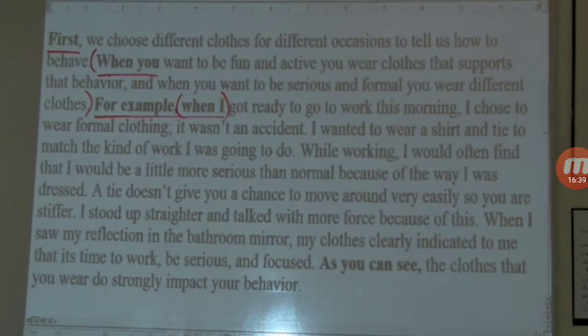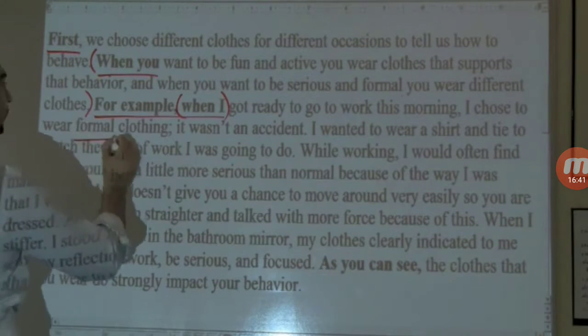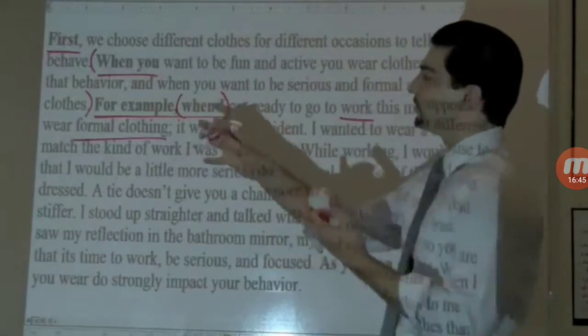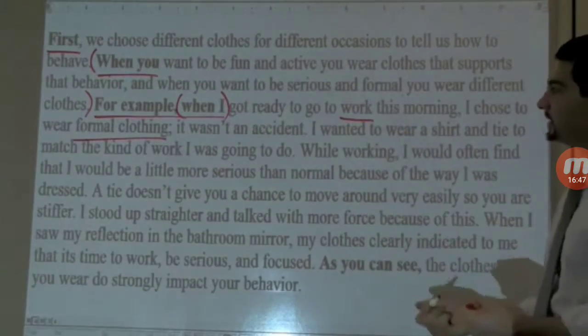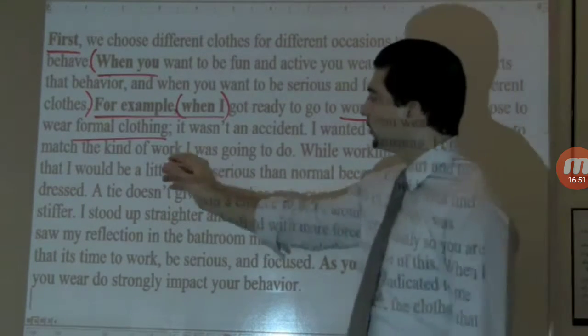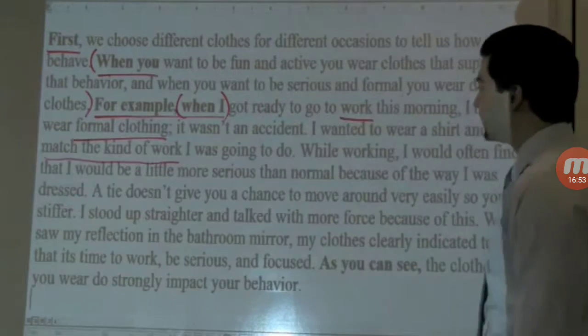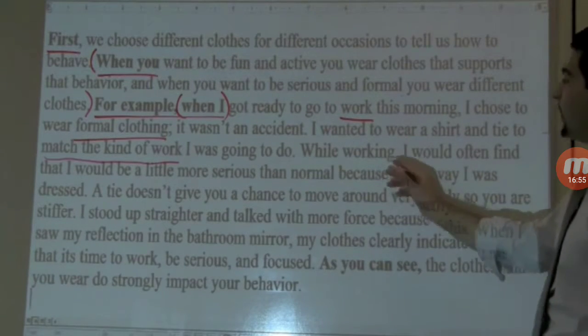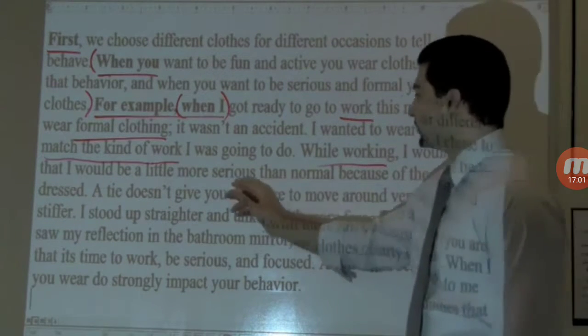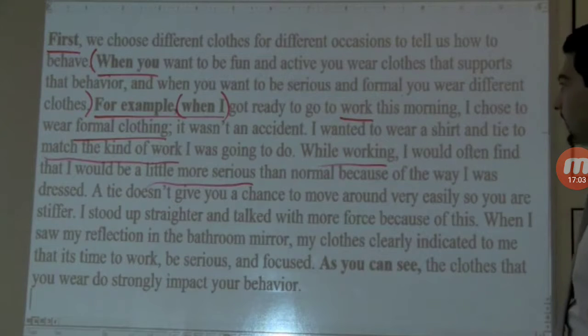So my explanation was, I wore formal clothing because I was going to work. So I chose formal clothing for work to tell me how to behave. No accident. I wanted the clothes to match my work, serious and focused. Then I say, while working, I got to show that I chose it and that it influenced my behavior. I was a little more serious because of my clothing.